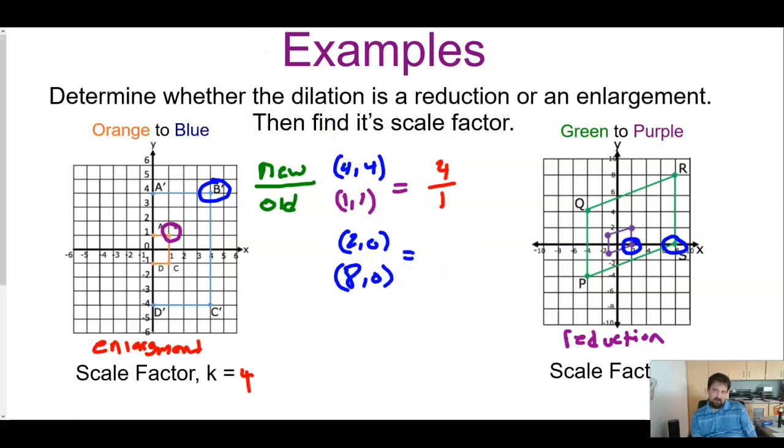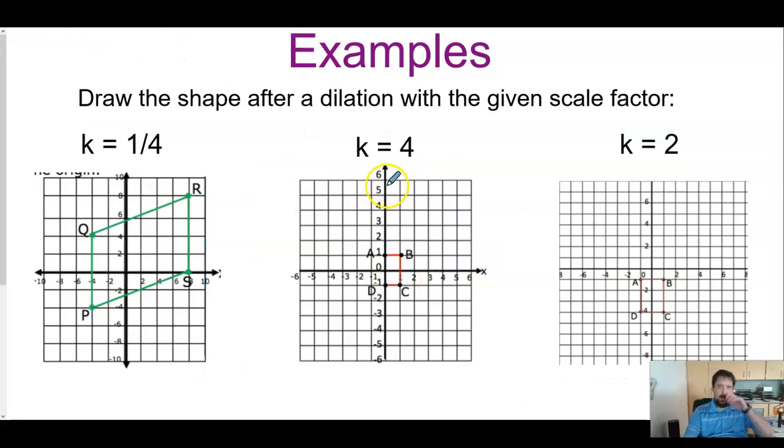Okay, so let's just use the x values, and we get 2 over 8, sorry. So we got the 2 from here, and the 8 from here. And 2/8 is the same as 1/4. So my scale factor here would be k equals 1/4, or in other words, it's 4 times smaller. Okay, so let's now make a new image.